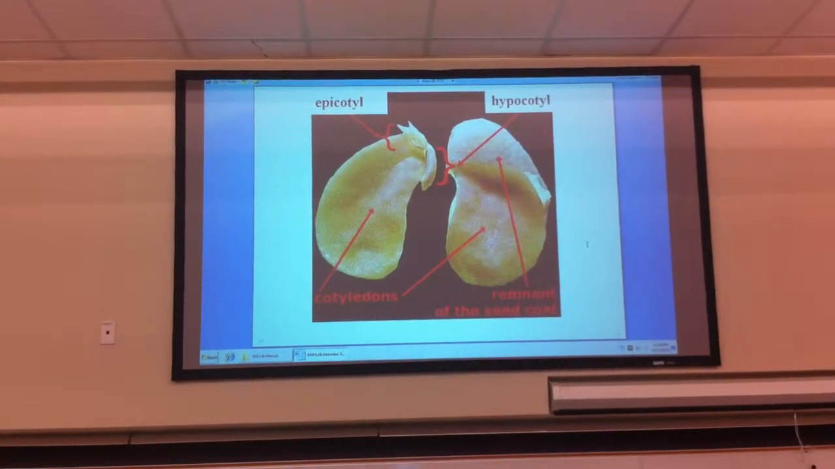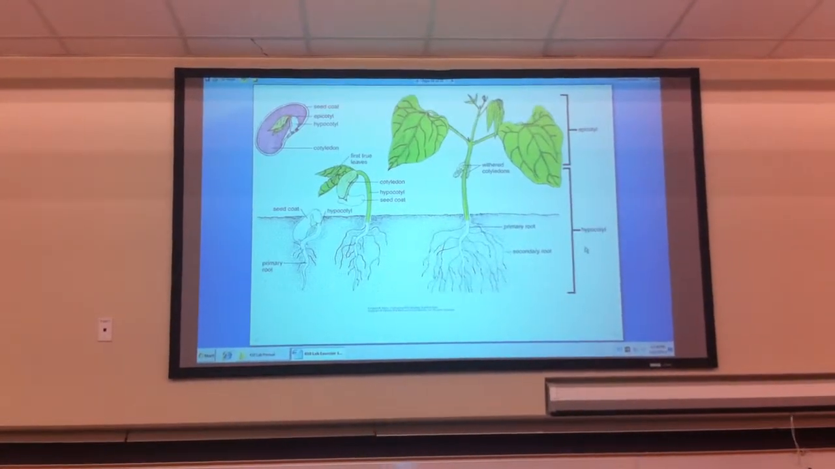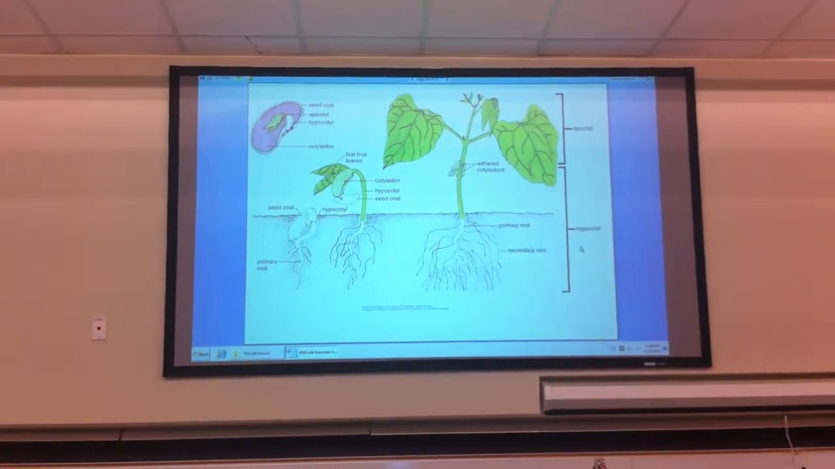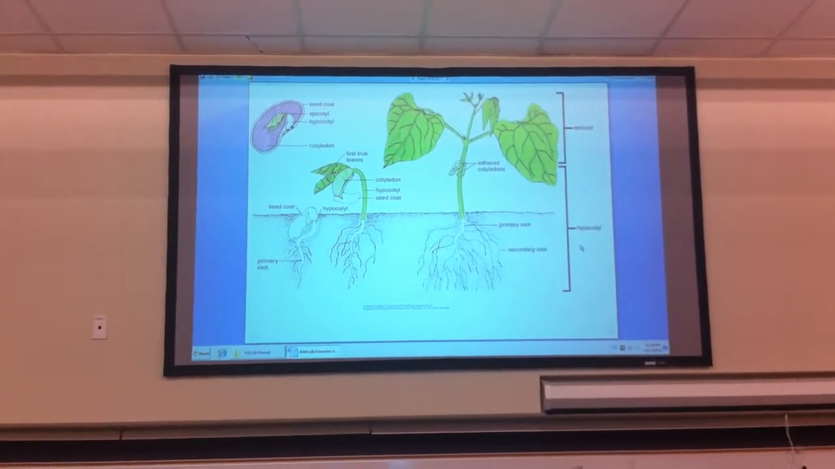And so it's a dicot. And then this shows what happens after germination. What would the avocado develop into? The stem and all these leaves. And then this is avocado.